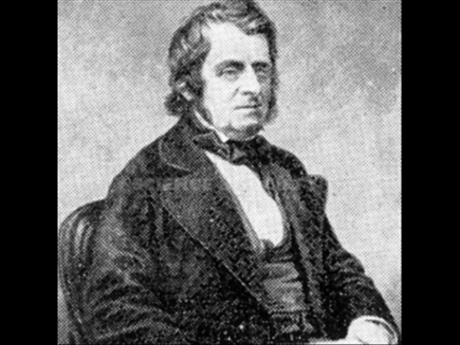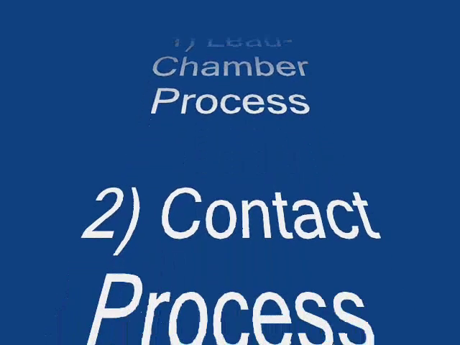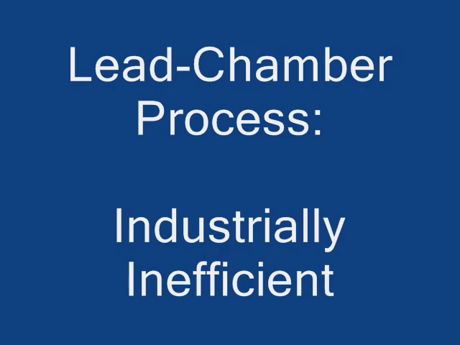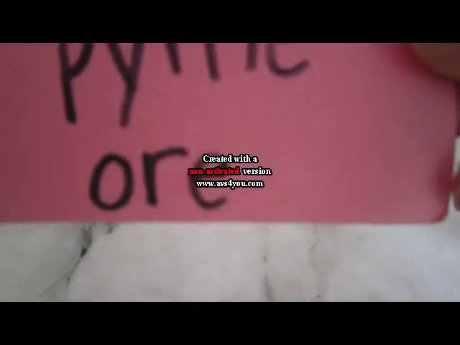The lead chamber process was developed by John Roebuck, an English physician, chemist, and inventor. The lead chamber process was first commercially used in 1746, preceding both the contact process and the double contact process. This method is not used as often today as the contact processes because it is industrially inefficient. A lot of energy is required for a very small yield.